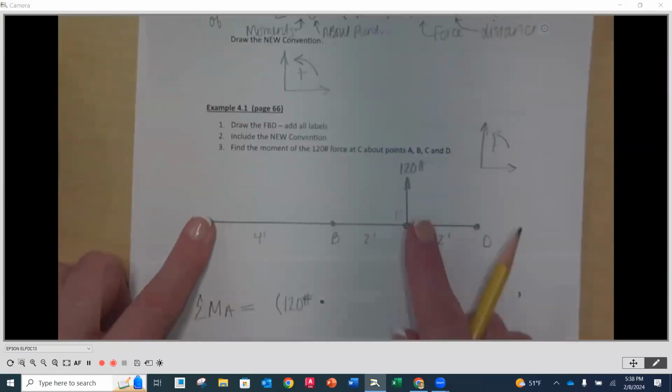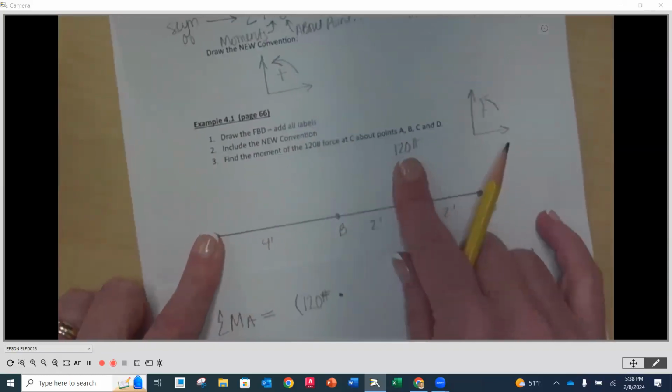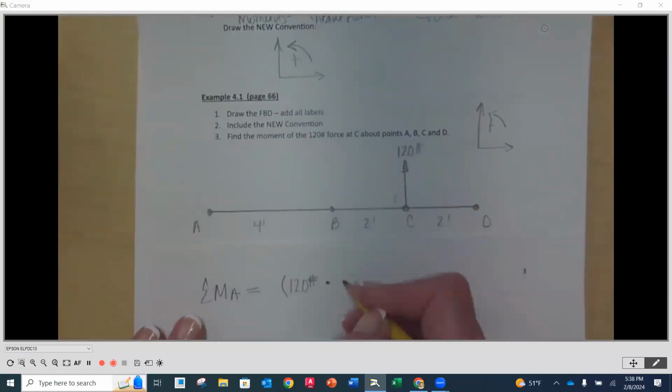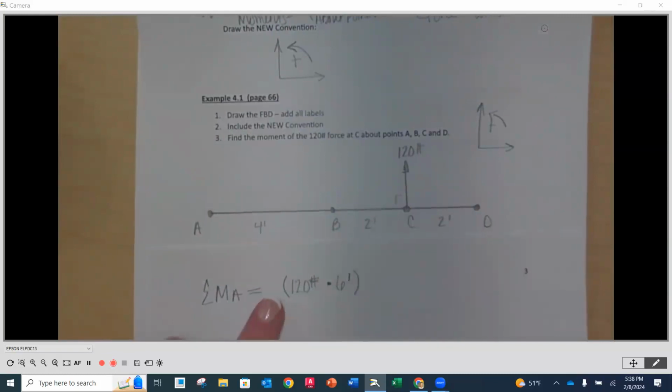So from point A to the 120, do you see how 4 plus 2 would be my perpendicular distance, or my radius of the rotation? So that's going to be 6 feet, or you could put FT. Now I'm not done because I need to put a sign out front.